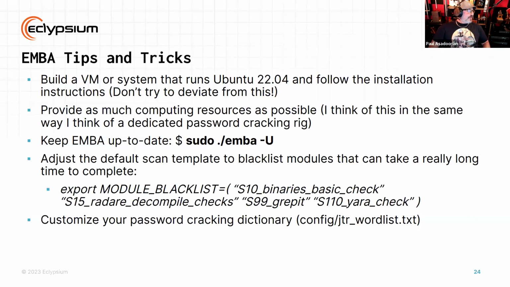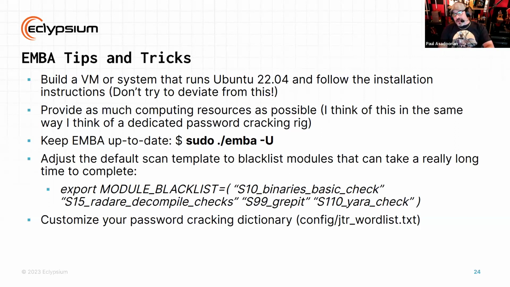Follow the installation instructions. Give that system as much computing resources as you can, right? Within your budget, within your means. EMBA can take a long time to run, it's doing a lot of automated analysis. So you want to have the beefiest system you can get. I think of this as kind of like your dedicated password cracking rig that you might line up with graphics cards for processing, right? If you're going to have a system dedicated for EMBA, and especially if you're going to do it on a regular basis, you want a beefy system.